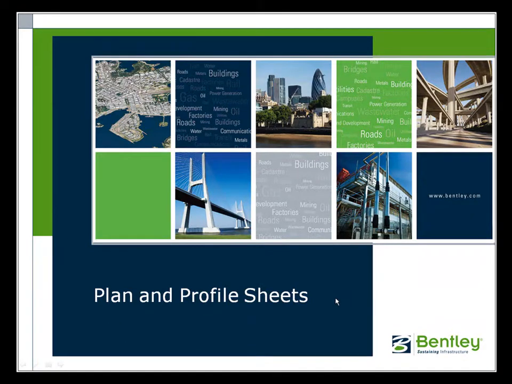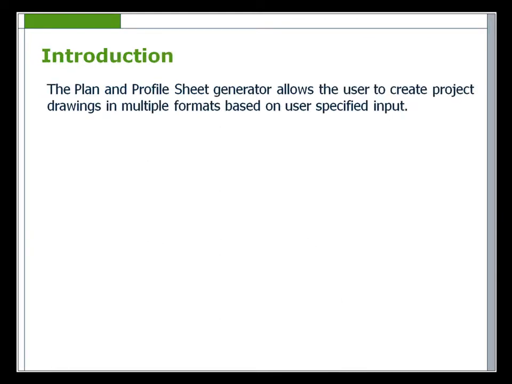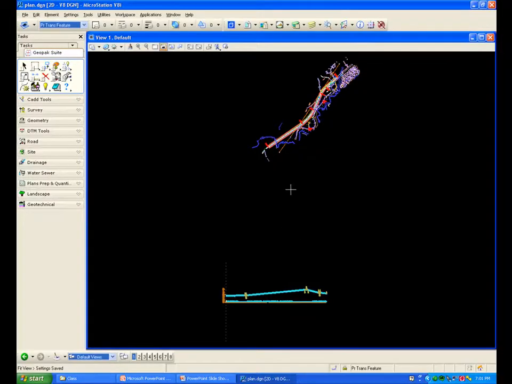In this session, we will look at the plan and profile sheet generator. The objectives here are to learn how to create the plan and profile sheets. The plan and profile sheet generator allows the user to create project drawings in multiple formats based on whatever the user has specified in the dialog boxes. So let's go into a MicroStation file and look at how to create these plan and profile sheets.